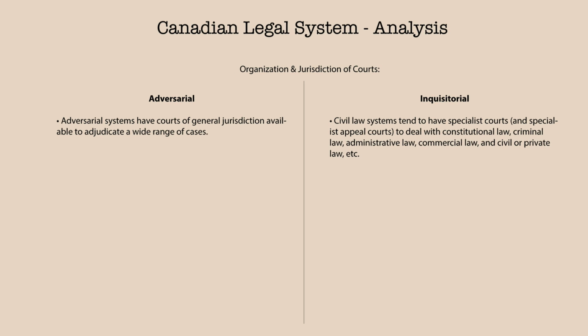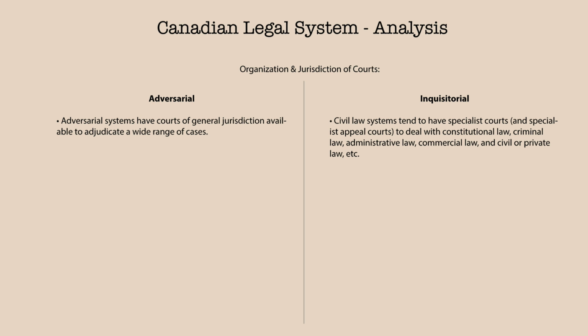The next hallmark of adversarial versus inquisitorial is the organization and jurisdiction of the courts. I've already been talking about this. In the adversarial system, generally, they have courts of general jurisdiction available to adjudicate a wide range of cases. In the inquisitorial system, civil law systems tend to have specialist courts, and specialist appeal courts to deal with constitutional law, criminal law, administrative law, commercial law, civil law, private law, etc.